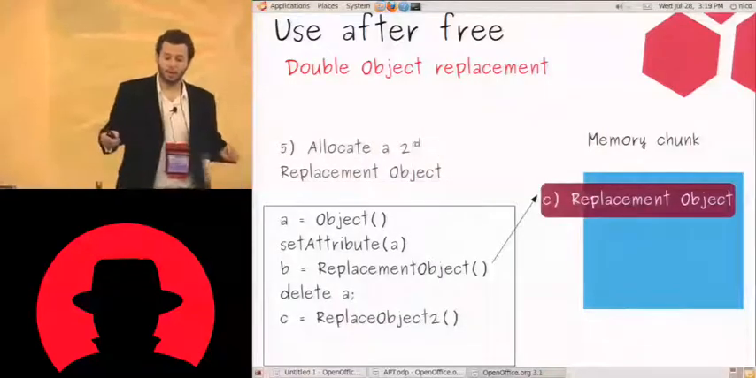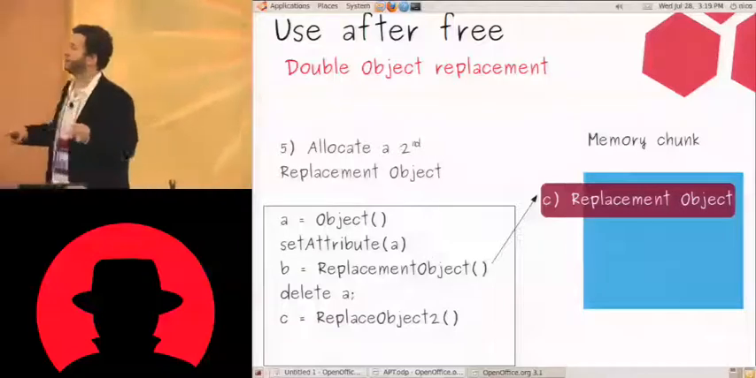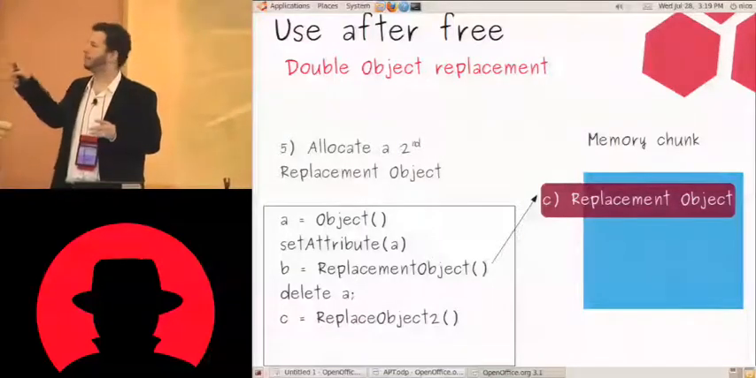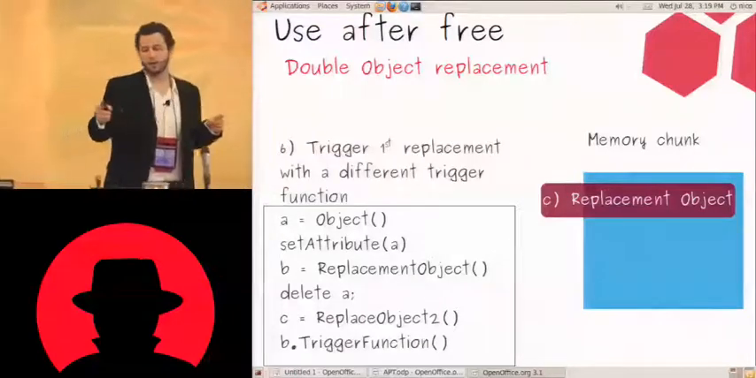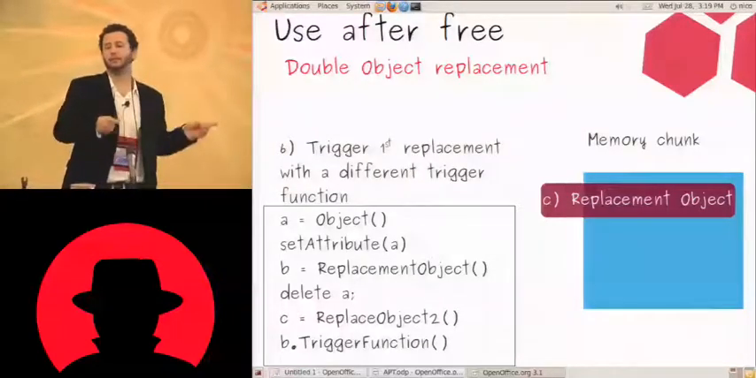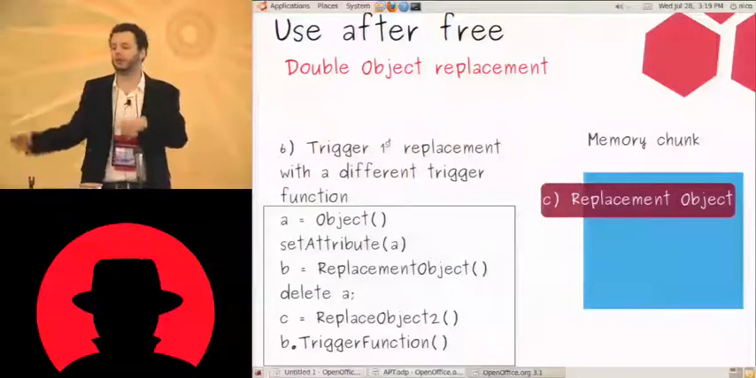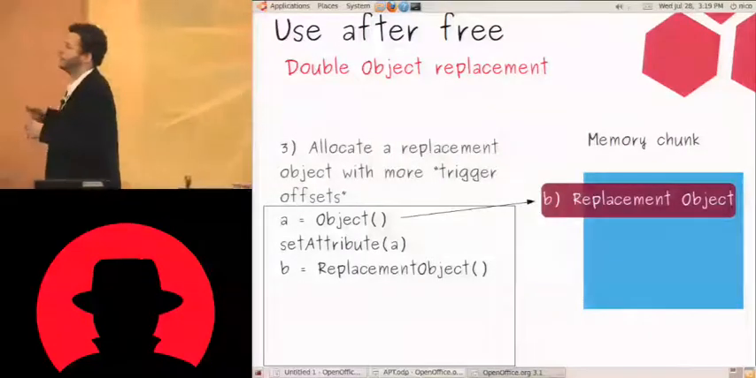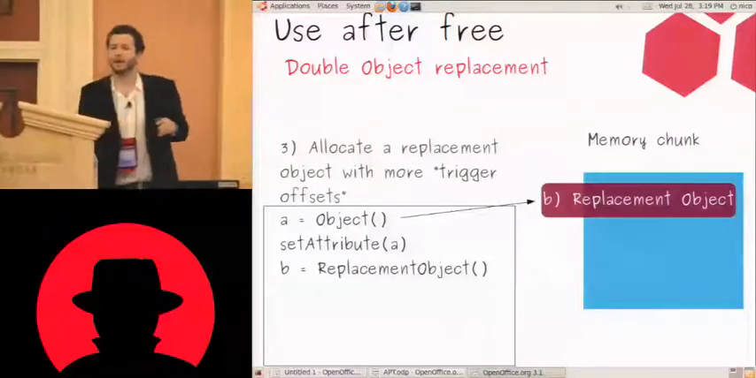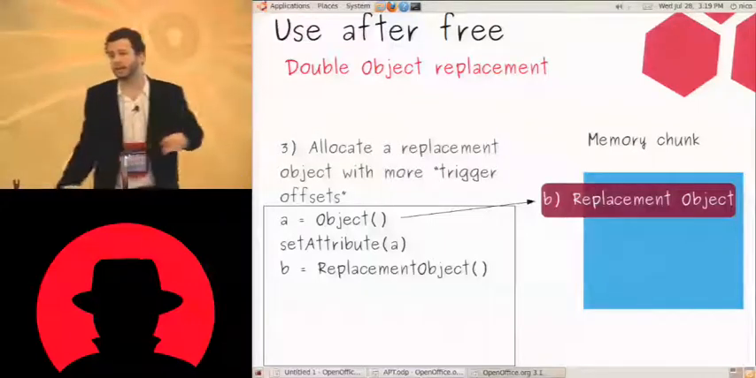And the idea is that you call a third replacement object that's going to replace what B was supposed to be. And the interesting part is when you actually use B, which is the new replacement object, in order to trigger more stuff. So basically, what we are doing is we are pulling a use after free on B, and B is an object that we know has more triggering offsets than the original one.